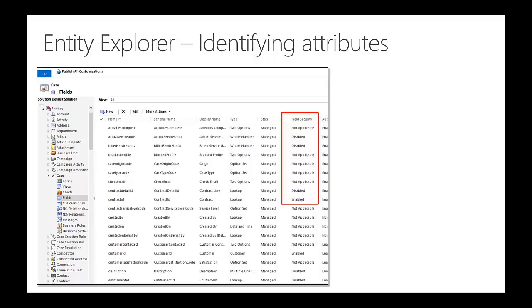And in the example here of the screenshot, you can see I've gone, in CRM 2015, to system settings, customization. I've gone into the case fields entity. You can see here, for example, in the highlighted red box that the activities complete is not applicable here for field security, whereas the contract detail ID is disabled and the contract ID is enabled. So this gives an example of where you would look to see whether field security is applicable, enabled, or disabled for the fields on your entities.